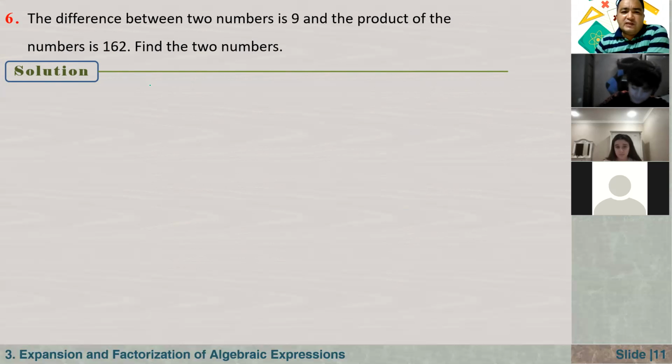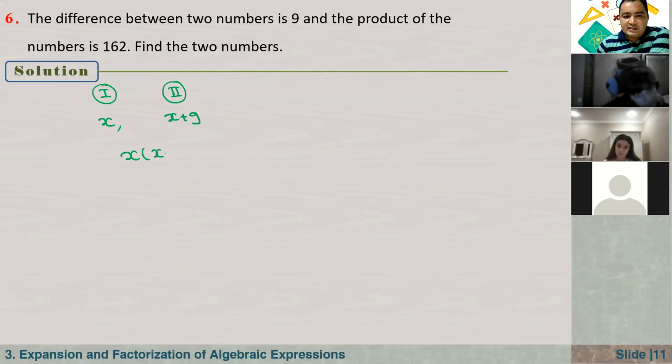Anyway, it says that the difference between two numbers is 9. What does it mean? Let's say this is the first number and that is the second number, right? Let's say the first number is x. And what's the second number? x plus 9. Very good. The difference between these two numbers is 9, and the product of the numbers is 162. That is x times x plus 9, equal to 162. So x squared plus 9x minus 162 is equal to 0.